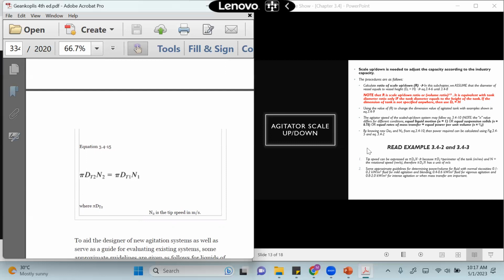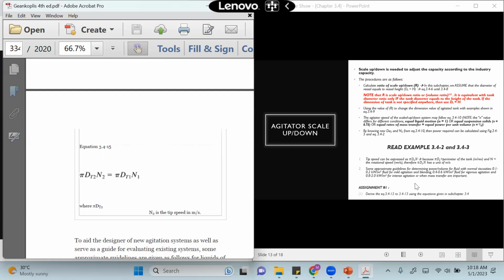Some approximate guidelines for determining the power to volume ratio for fluids with normal viscosities: 0.1 to 0.2 kilowatt per cubic meter for mild agitation and blending, 0.4 to 0.6 kilowatt per cubic meter for vigorous agitation, and 0.8 to 2 kilowatt per cubic meter for intense agitation or when mass transfer is important. So these are the notes.